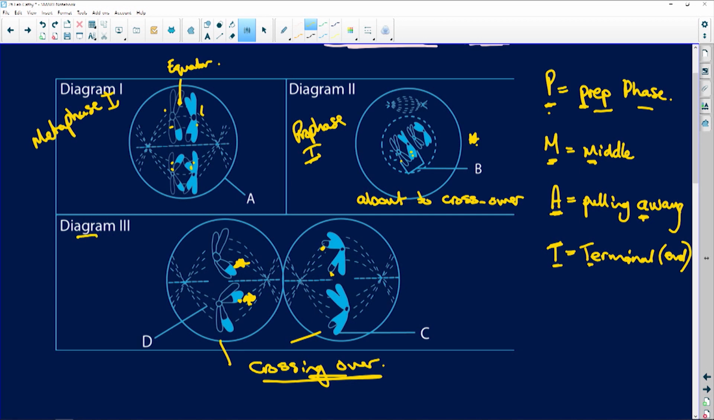And then this diagram, look, they all lined up at the equator again. And if they lined up at the equator, what have we got? It is metaphase, because they're in the middle. But how many rows of chromosomes do we have here? There's only 1 row. Here we have 2 rows. So this 1 row means that it is metaphase 2. And that is how you are going to tell whatever these diagrams are, and you are going to get 100% for this.